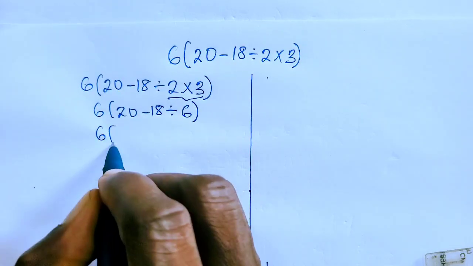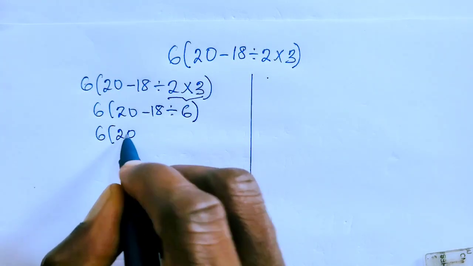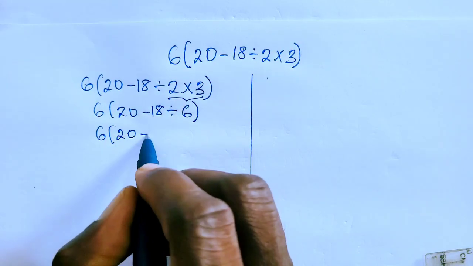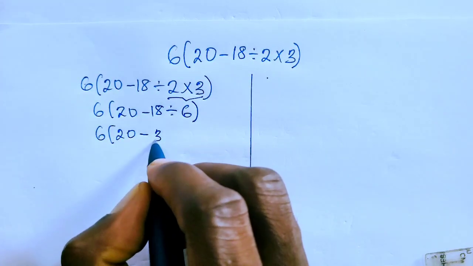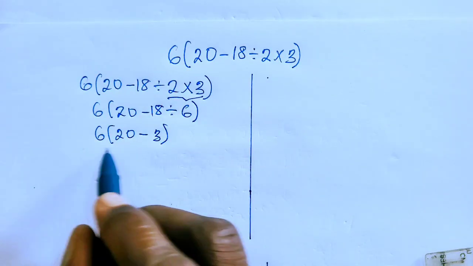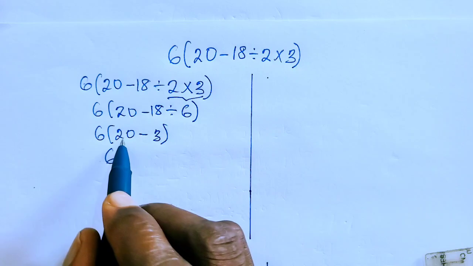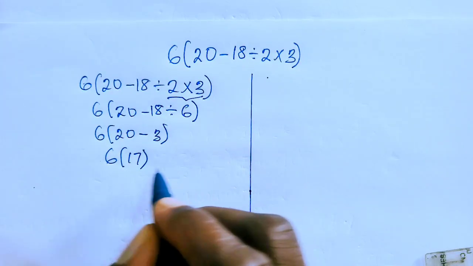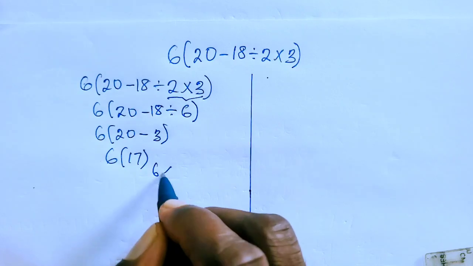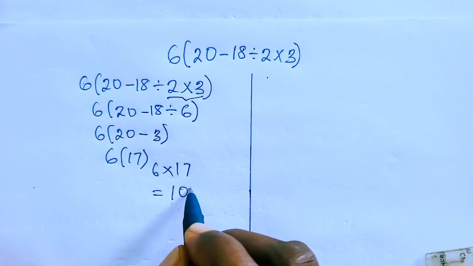Now they have 6 into 20 minus 18 divided by 6, that gives 3. Then still with this, they have 6 into 20 minus 3, that gives 17. And this is the same thing as 6 times 17, and this equals 102.